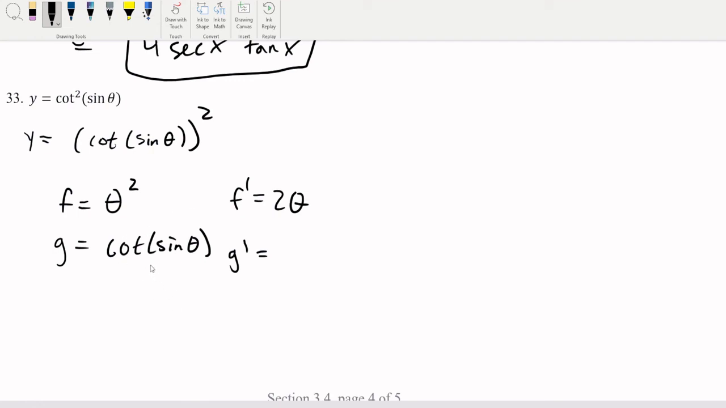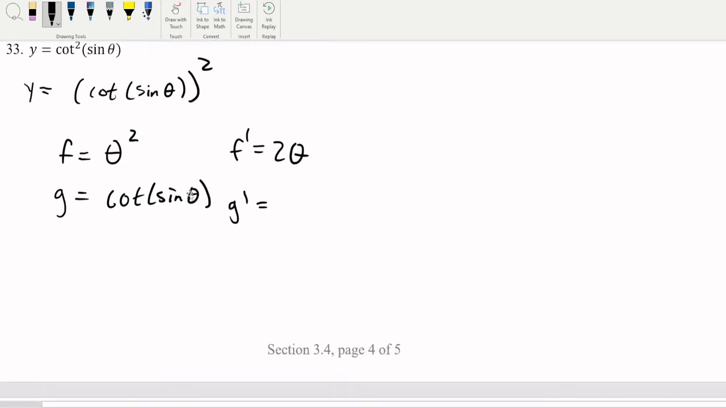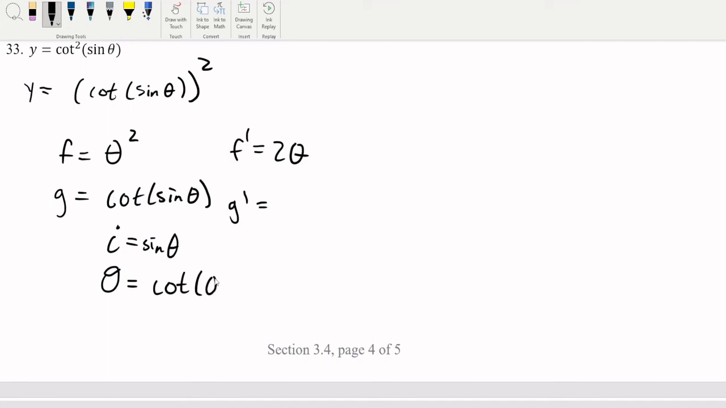And guess what? It's a chain rule. I've got an inside function and an outside. So now we're just doing this g prime. The inside function is sine theta, and the outside function is cotangent theta. Aha! Okay, we can do this. I prime is cos theta. Derivative of cotangent, right, is negative cosecant squared theta. Okay, I can do this.